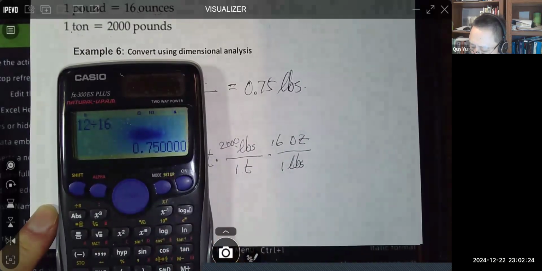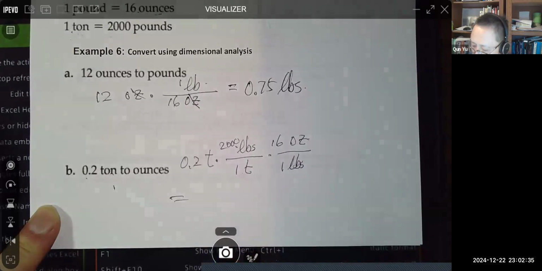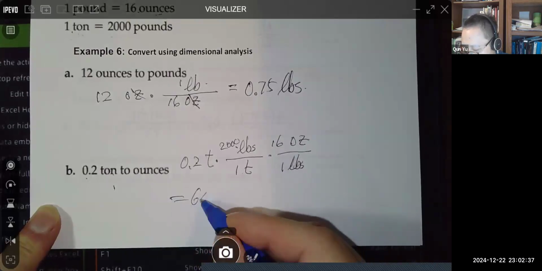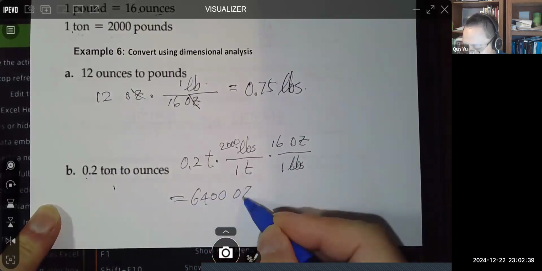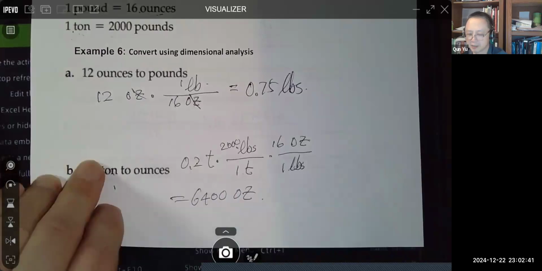Just multiply the three numbers together. So 0.2 times 2,000 times 16. 6,400 ounces. So that's it, we solved it.